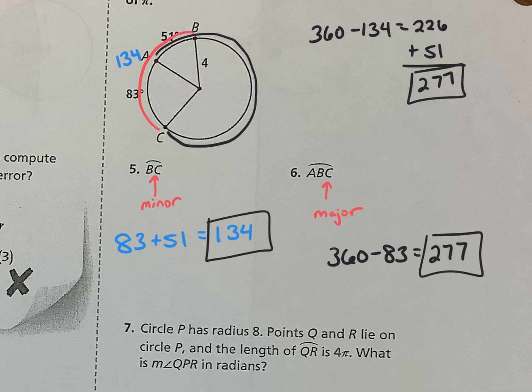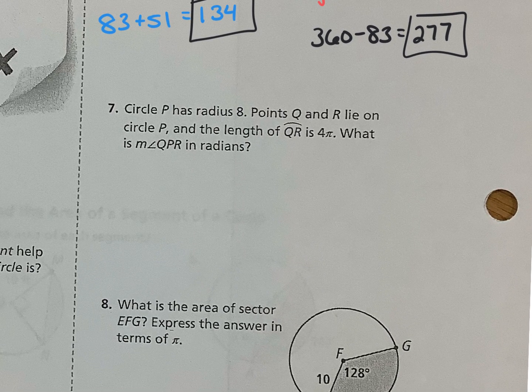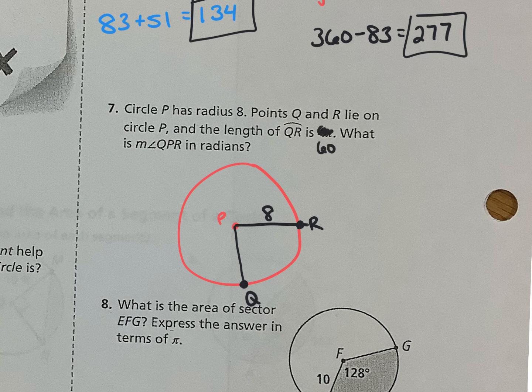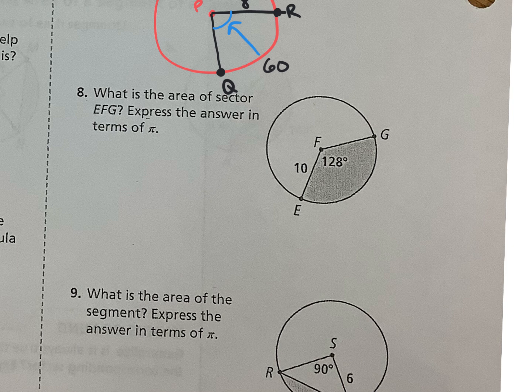Okay. Part 7, I know they didn't give you a circle, but if it tells you circle P, what does that mean? P is the center, right? So if I draw circle P, P is the center, and it tells us the radius is 8. And then points Q and R, I'm just going to put them anywhere. It tells us the arc of QR is 60, and it wants to know the angle measure of QPR. It would also be 60, the same. Yep. Awesome.